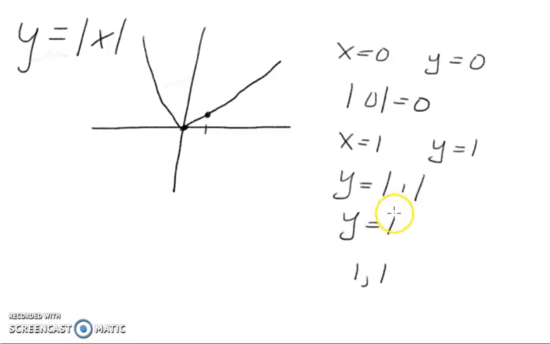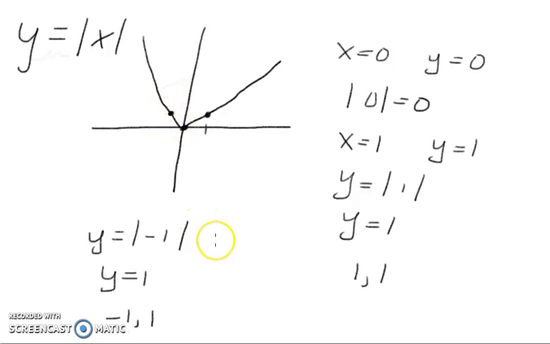So let's just say x equals -1. Then I'm going to have y equals the absolute value of -1. What we know about absolute values is that it always spits out positive, because absolute value is distance and distance must be positive. So therefore it's the same thing as saying y equals 1. So when x equals -1, y equals 1. And that's going to be this point here.